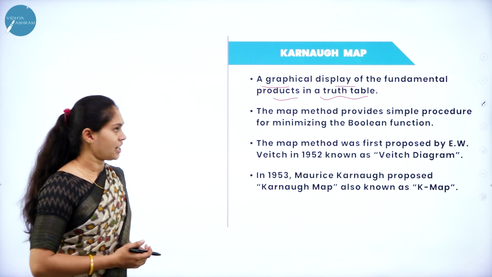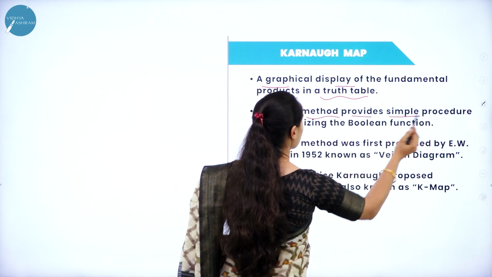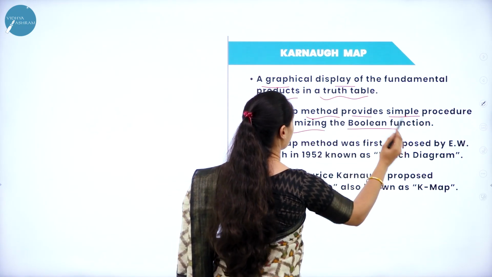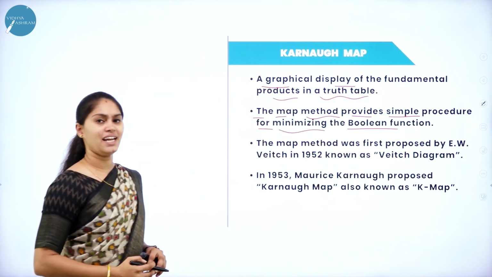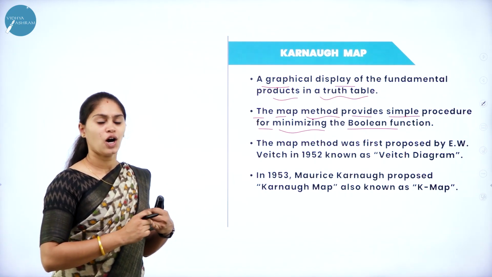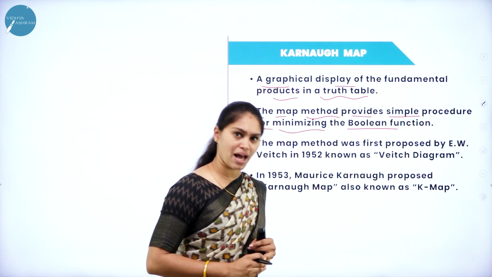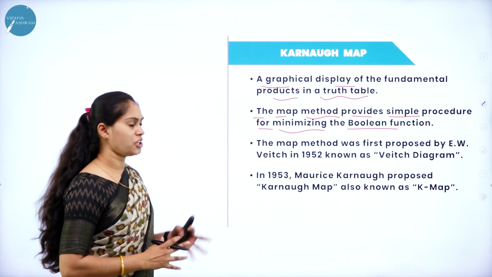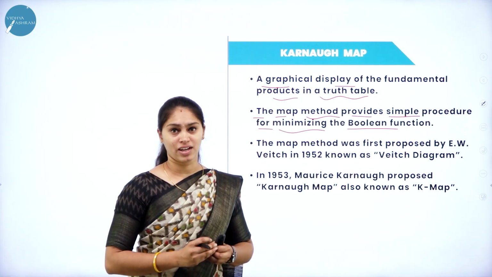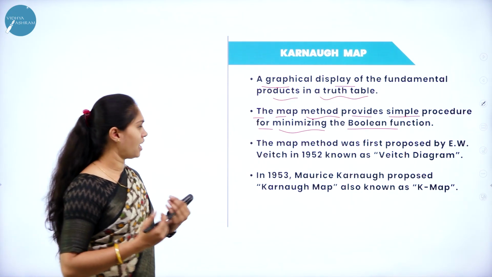So that is the definition of this Karnaugh map, and the map method provides a simple procedure for minimizing the Boolean function. Mainly in order to reduce the complexity of the Boolean expression, we are going to use algebraic manipulation along with a K-map. So this map or K-map is also used to simplify the procedure of minimizing the Boolean expression.